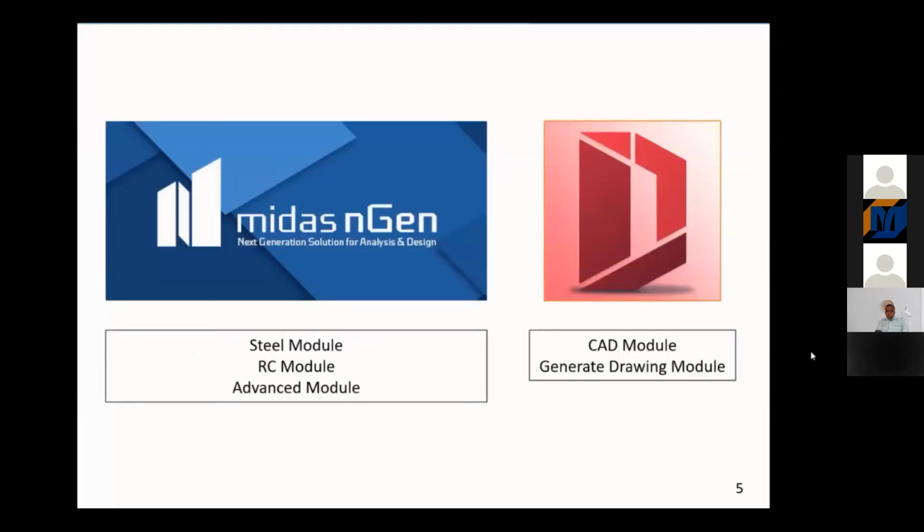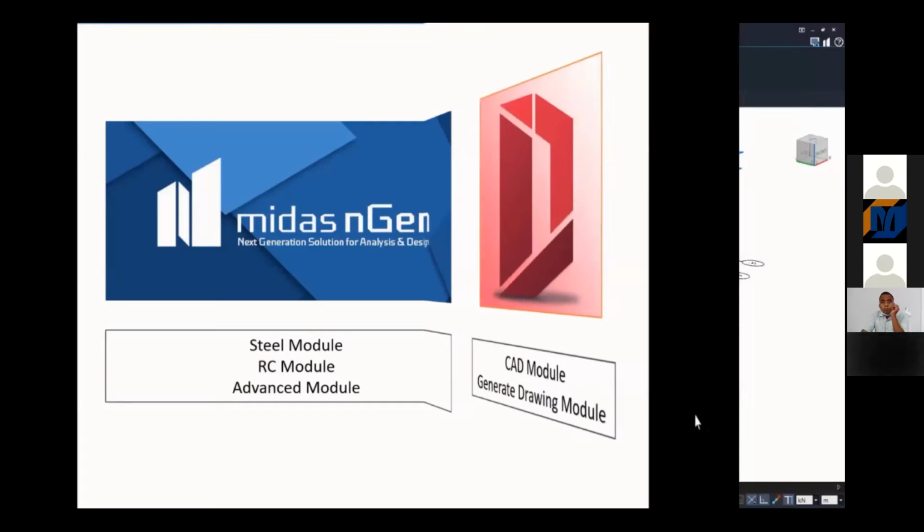I would like to remind you of our software composition. There are two configurations, nGen and Drawing. The first is nGen, which can perform structure analysis and design. The second is Midas Drawing, which can do CAD like AutoCAD or automatically generate structural drawings by recognizing nGen information. Midas Drawing is an alternative CAD, and information CAD is possible at the same time.